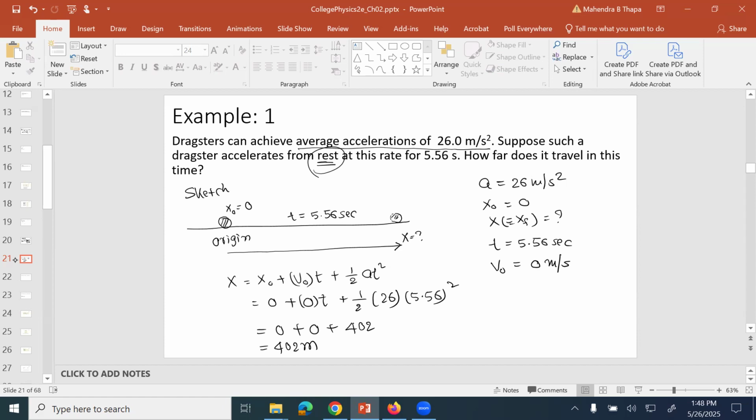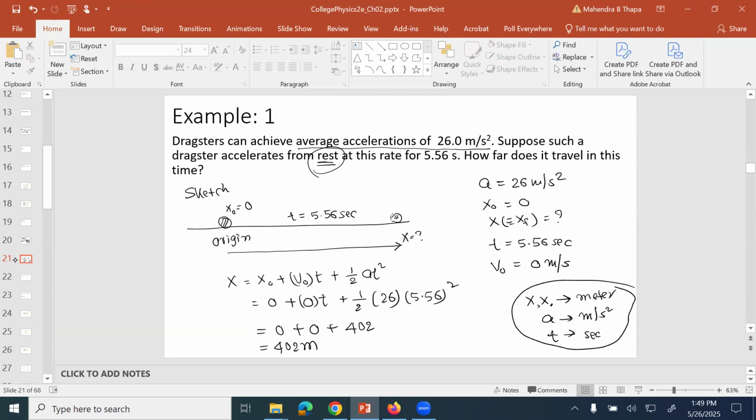But be careful, if you are using any of these equations, x naught should be measured in meters. The acceleration must be measured in meters per second squared. If time is given in another unit, then we have to convert to seconds. We need to convert at first into this unit.